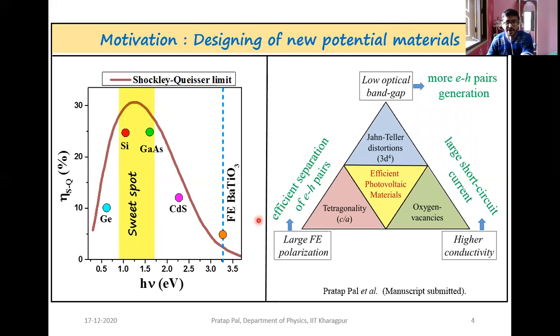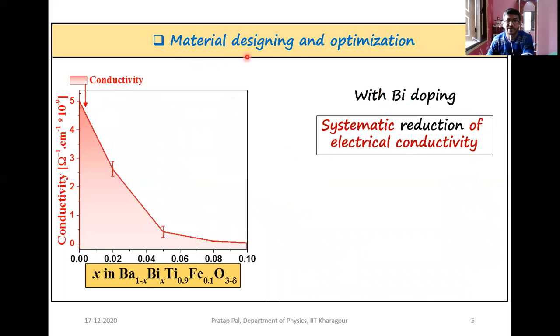Not only do we have to tune the band gap, we also have to sustain large ferroelectric polarization for efficient electron-hole pair separation and simultaneously higher conductivity for large short circuit current. However, the optimization of all these three physical properties in a material is extremely counterintuitive, thus extremely challenging to realize in a material. And for that, we need proper material designing.